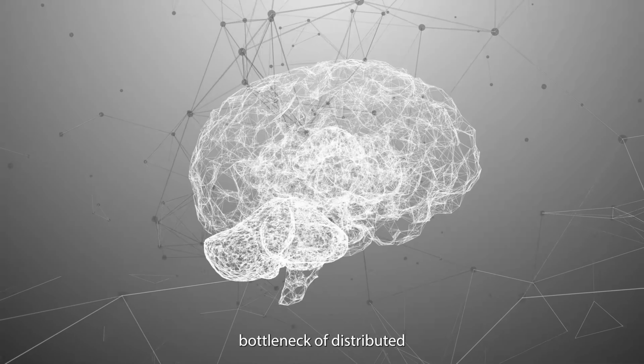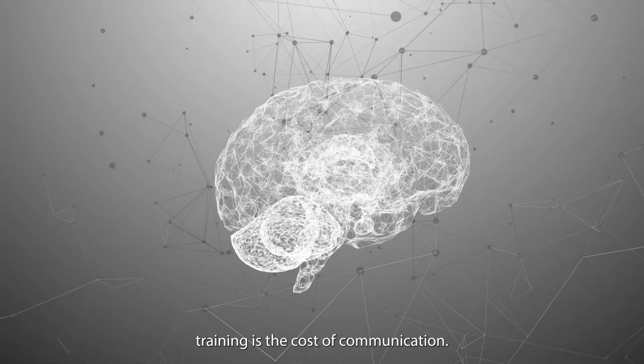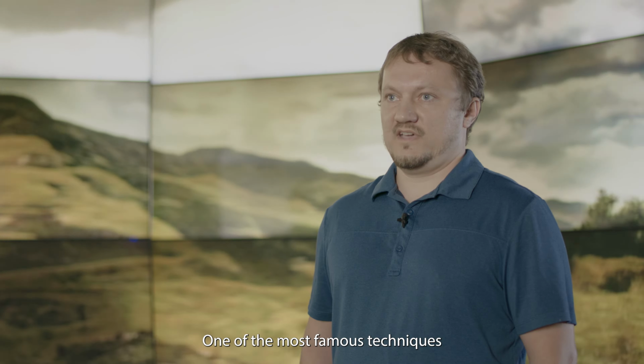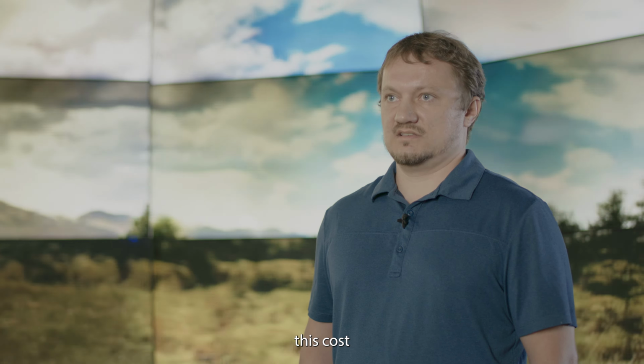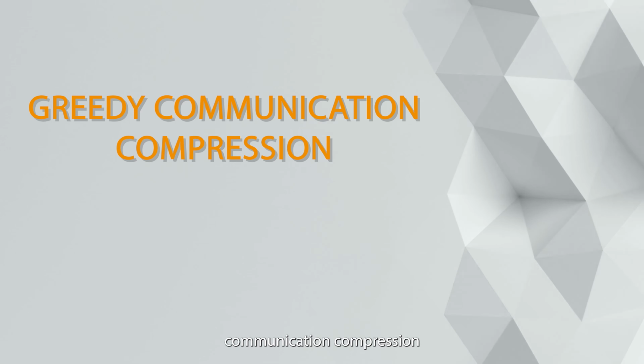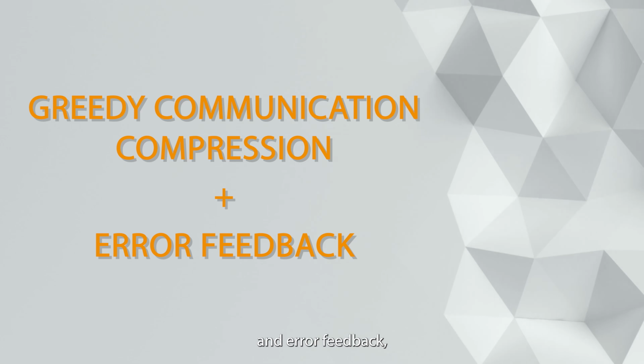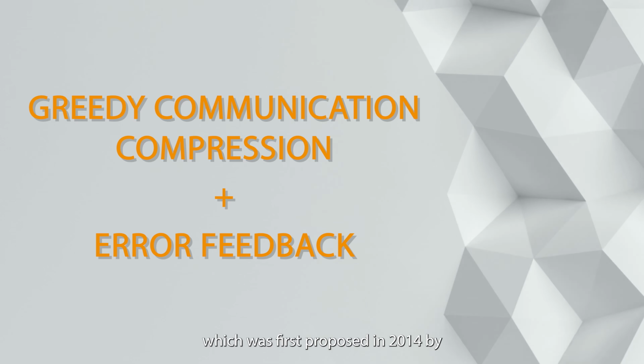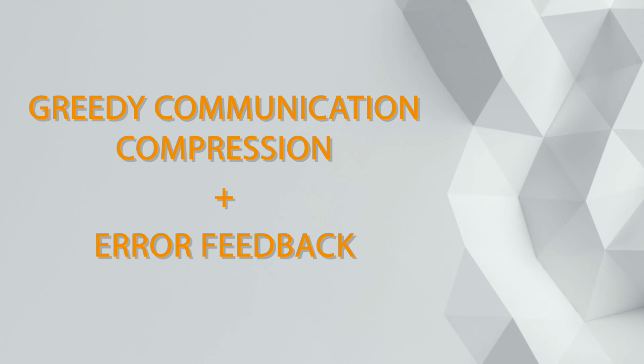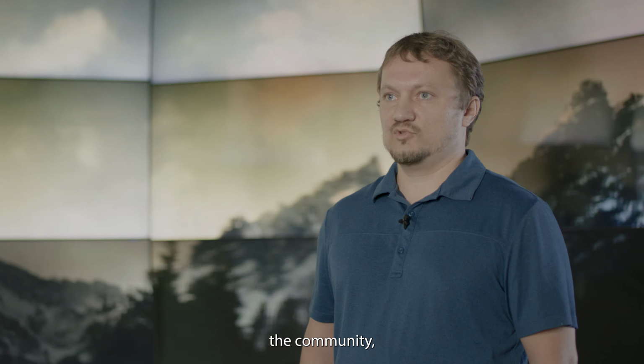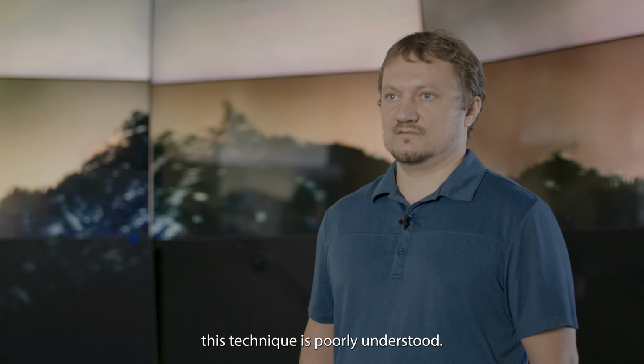A key bottleneck of distributed training is the cost of communication. One of the most famous techniques for reducing this cost is a combination of greedy communication compression and error feedback, which was first proposed in 2014 by Seide and co-authors. Despite enormous effort by the community, this technique is poorly understood.